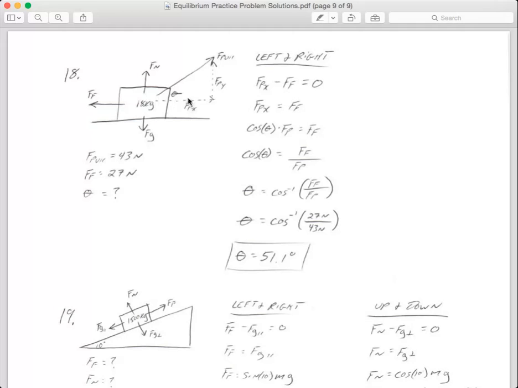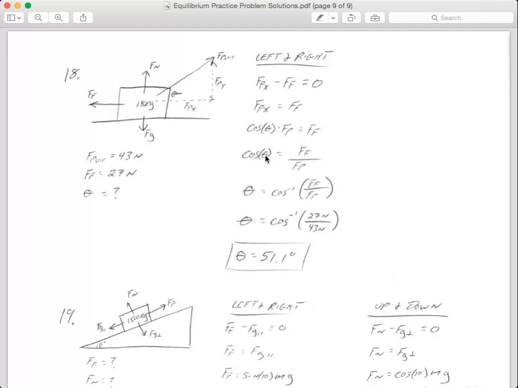Okay, well, what is force of pull in the x? Force of pull in the x is the adjacent side of this triangle. So I'm going to use cosine. Cosine of my angle times force of pull, which was given at 43, is going to equal force of friction. Now I'm just going to divide my force of pull to the other side, so that's why it's in the denominator over here now on the right. So friction over force of pull equals the cosine of the angle.